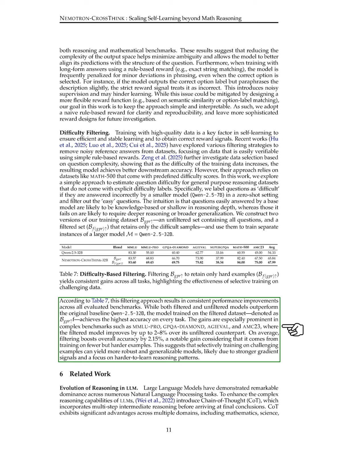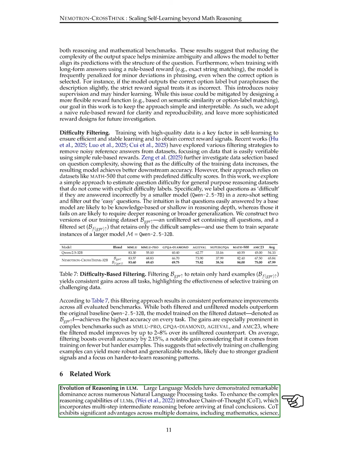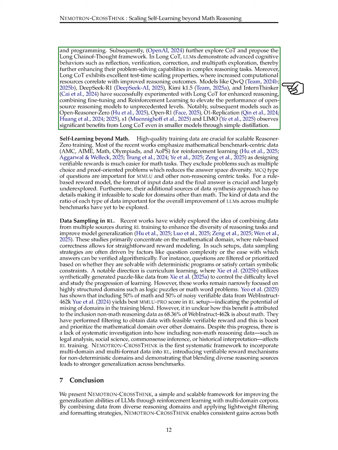Next, we explore the evolution of reasoning in large language models, LLMs. These models have shown exceptional performance in various natural language processing tasks. To improve their reasoning abilities, we introduce the chain of thought (CoT) approach, which involves multi-step reasoning before reaching conclusions. CoT has proven beneficial in areas like mathematics, science, and programming. We further develop this concept into the long chain of thought framework, where LLMs exhibit advanced cognitive behaviors such as reflection and correction, enhancing their problem-solving skills in complex tasks. Long CoT also scales well with increased computational resources, leading to better reasoning outcomes.